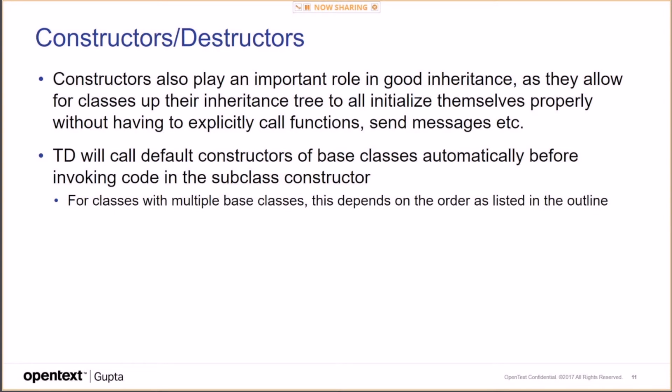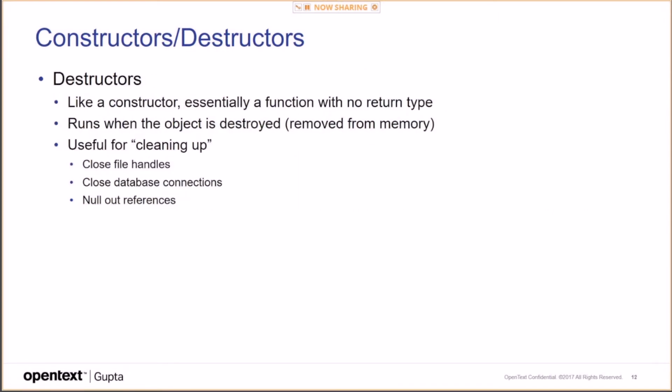So constructors are fully functional, of course, in an inheritance tree. On all levels, the constructors will be called, and also the destructors, of course. The destructor is like a constructor, essentially a function with no return type, that runs when the object is destroyed, removed from memory. It is useful for cleaning up, closing file handles, closing database connections, nulling out references, but you shouldn't do anything big there, like starting new database connections or doing processing, because that can lead to problems.